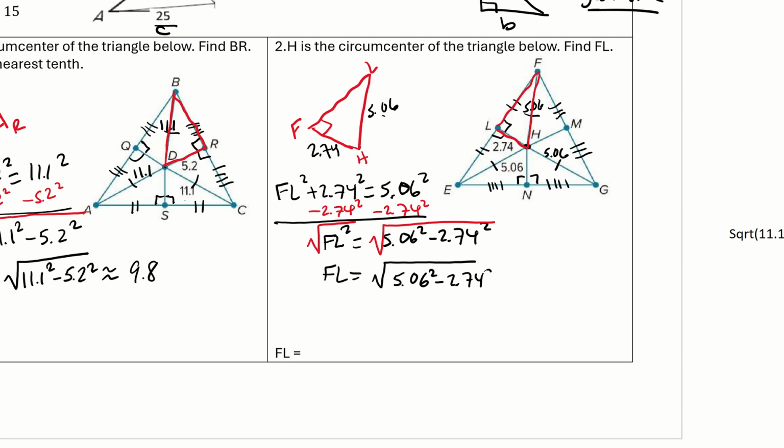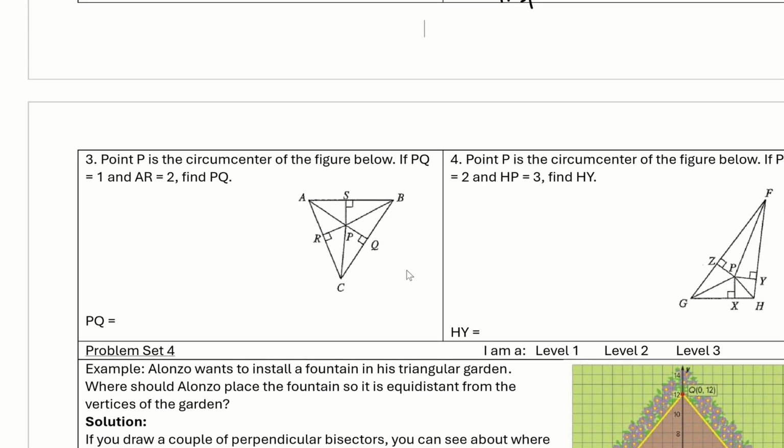So FL equals the square root of all of that stuff. And again, you can figure out what this is before you take the square root, but I'm just writing this out so you can see the whole thing. And then we take the square root of that. We get 4.3. Okay. Hopefully that made sense.